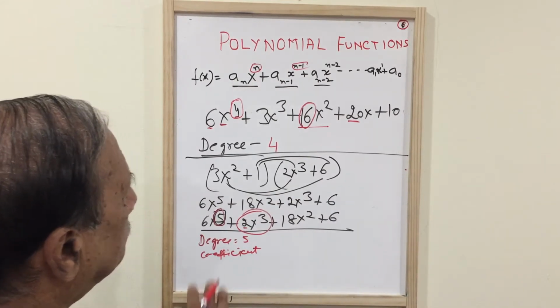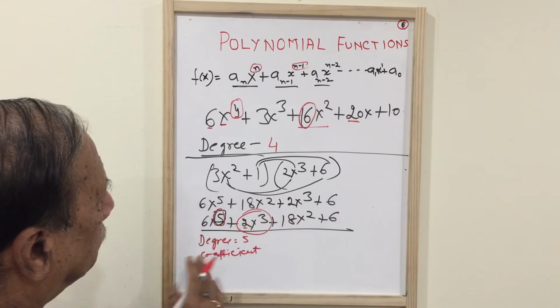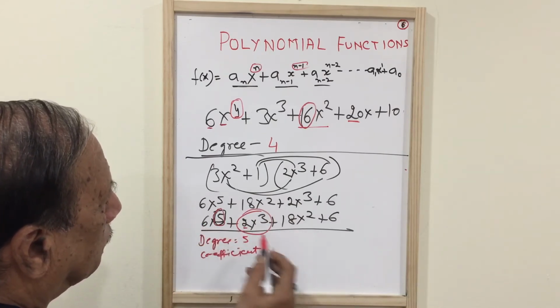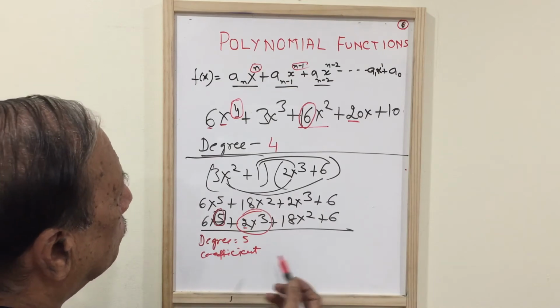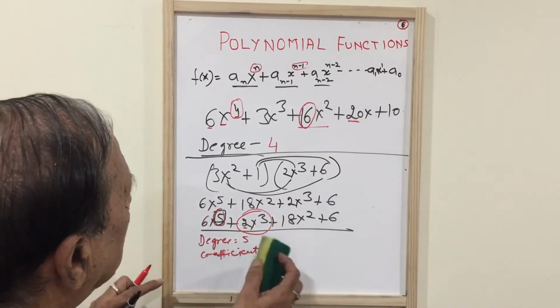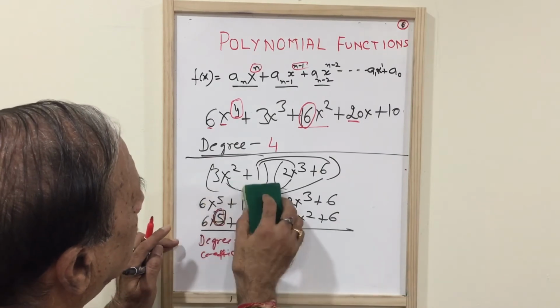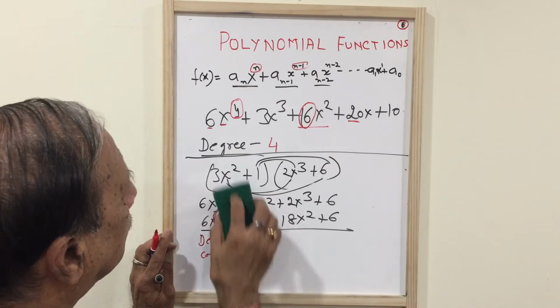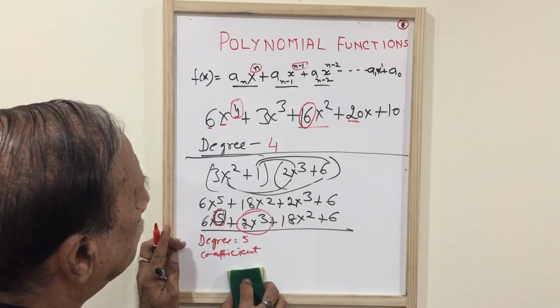So like that we have to see what is the coefficient of which term, and what is the degree available over there. So you'll get such types of equations, and if you get this type of equation you have to simplify, and then only you can come to know what the degree and the coefficient are.